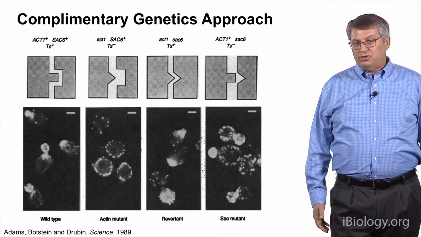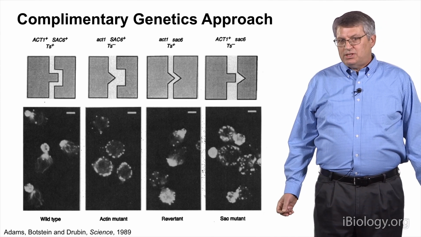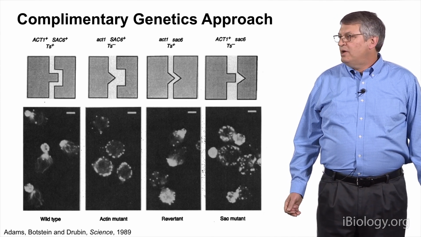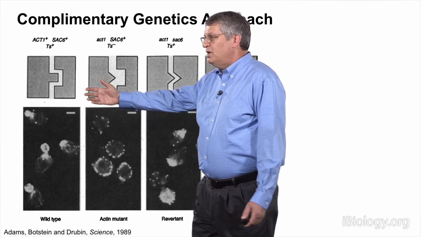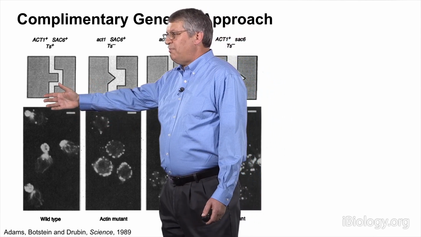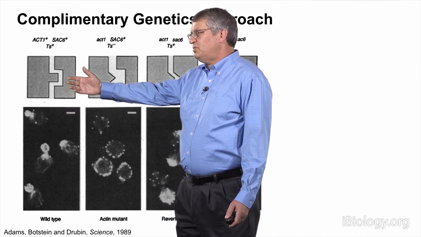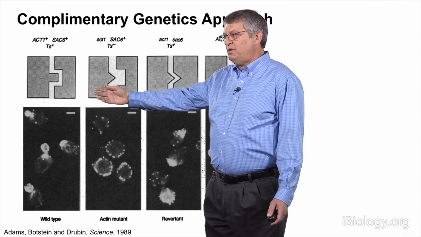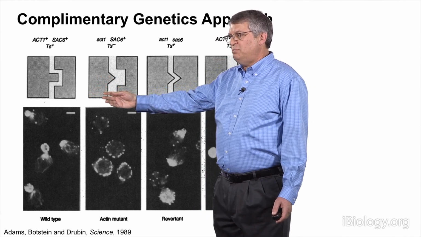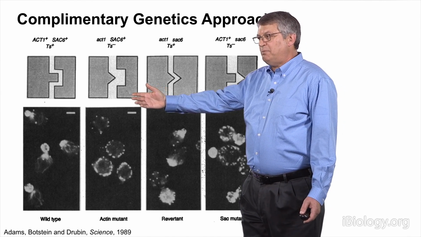Genetics could also be used to identify actin binding proteins and to reveal their functions. Here, Alison Adams did a genetic screen in the Botstein lab where she started with a wild type actin, and the idea was it could interact normally with the various binding proteins needed for its function. And then she started with a mutant of actin, and the assumption was that this mutant would not be able to interact normally with some of its binding partners.